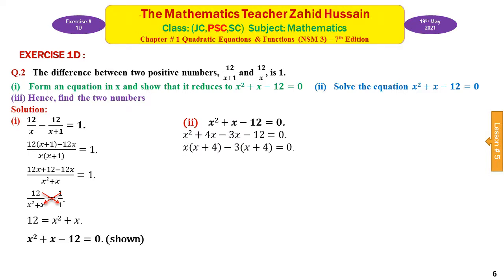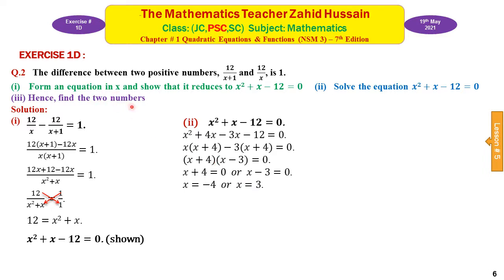Take x common from the first two terms and minus 3 common from the last two terms, and x plus 4 is common, leaving x minus 3 in the second bracket. Put each factor equal to 0 and get the value of x, which is minus 4 and 3. So these are the two solutions of this equation. Whenever you are asked to solve, you have to write both the solutions, negative and positive as well.